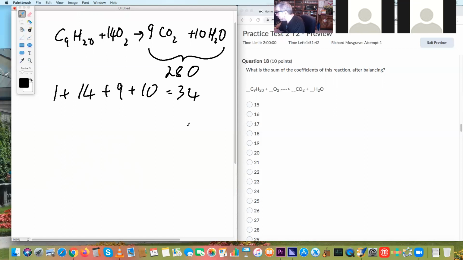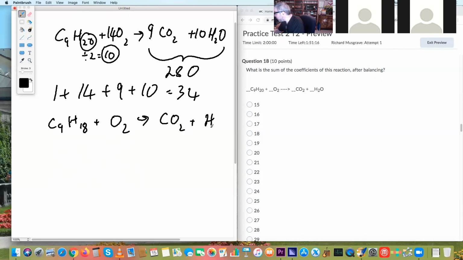Now, the way this works out, see, if you take 20 here and you divide it by 2, you'll get 10, which happens to be an even number. That's how I know I'm not going to have to end up multiplying this by 2 at the end. But if I had something different, like C9H18, for example, things become a little bit different. So you see I've just changed one of those numbers here. Now, if I take this 18 and divide it by 2, I get 9, which is an odd number. So you'll see what effect that has.